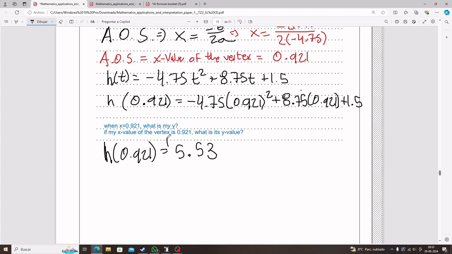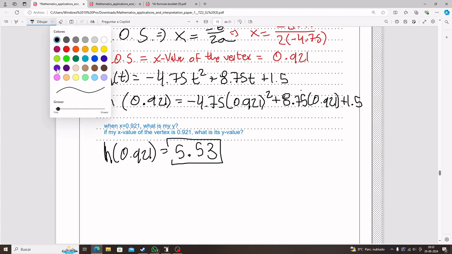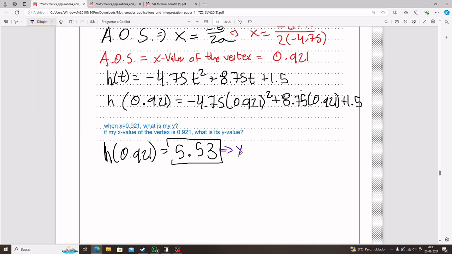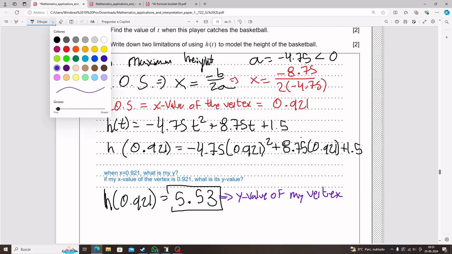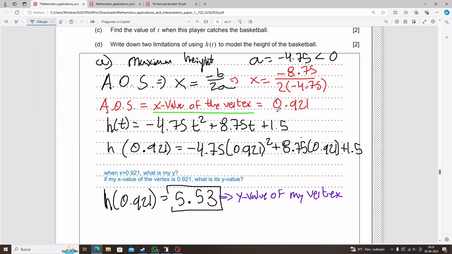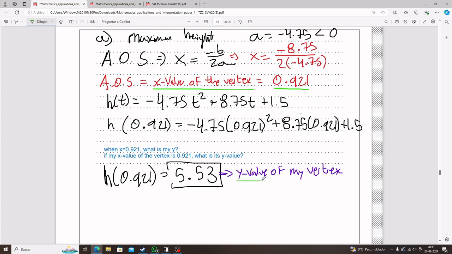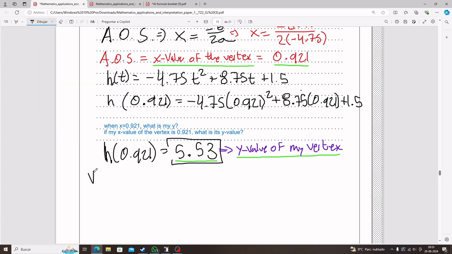So this right here is now going to be the y value of my vertex. So, look at that. Let me use a brighter color for this. I just identified the x value of the vertex, which is 0.921, and I also just found out the y value of the vertex, which is 5.53. So my vertex basically has to be at 0.921, comma 5.53.